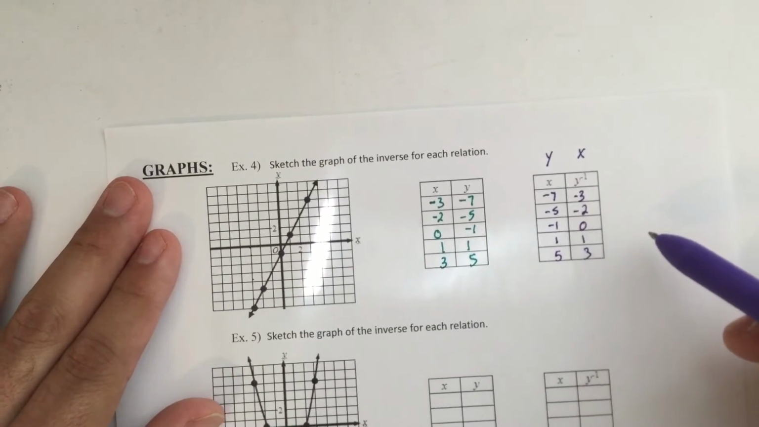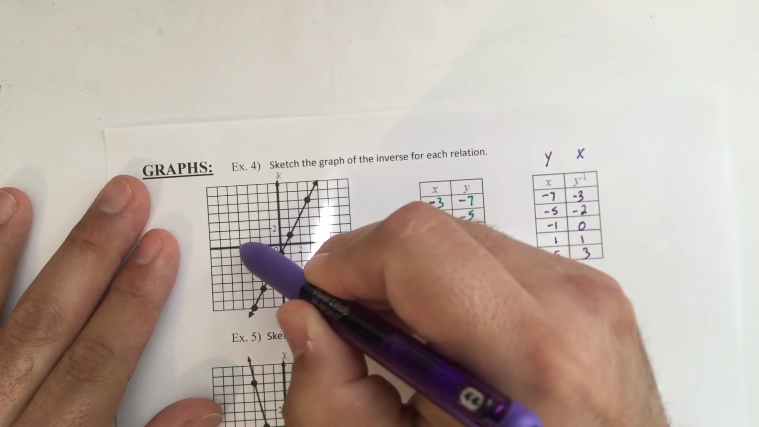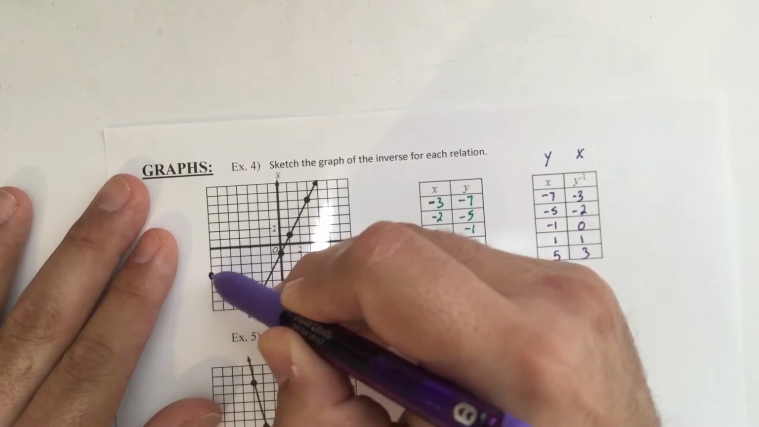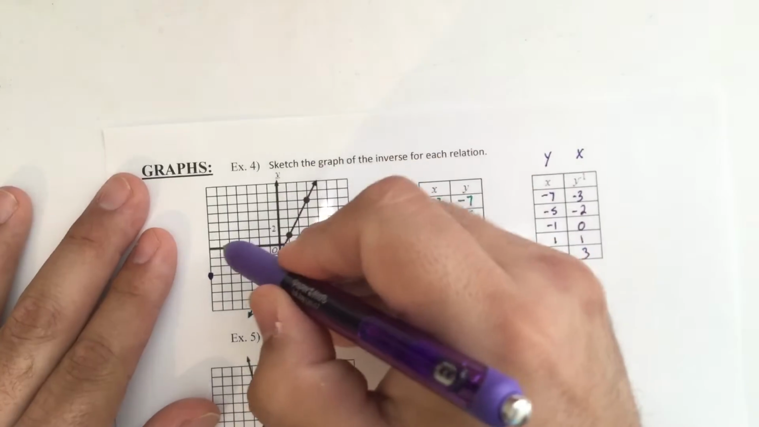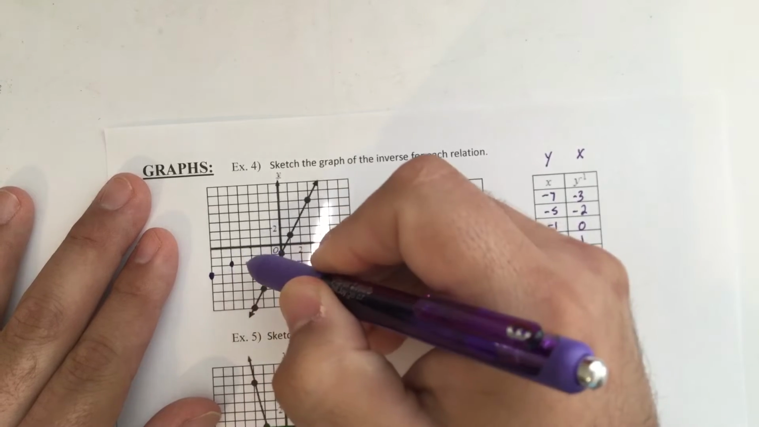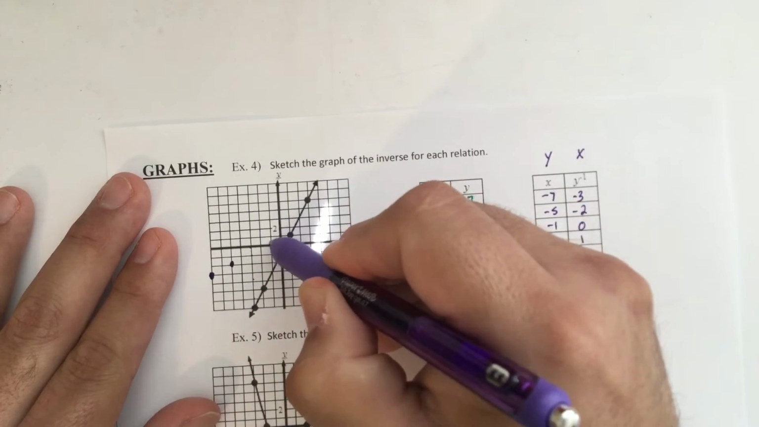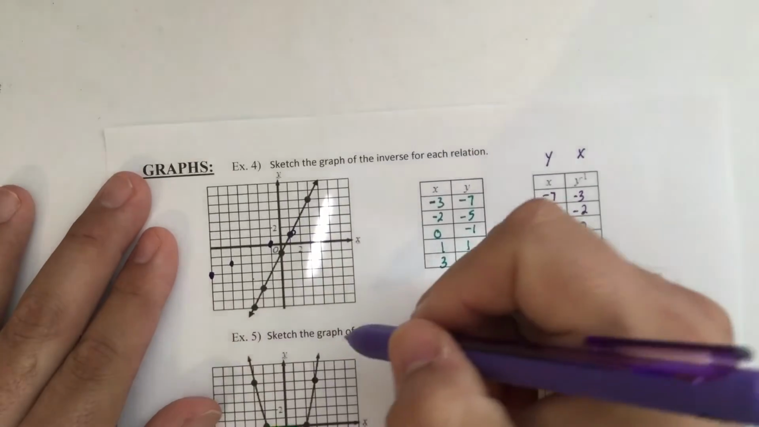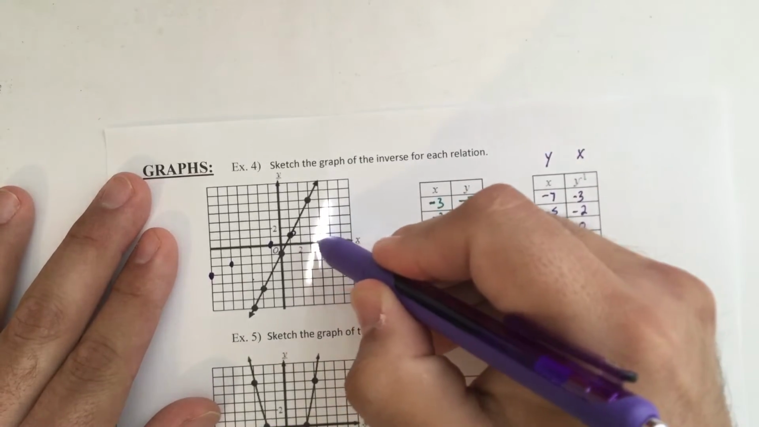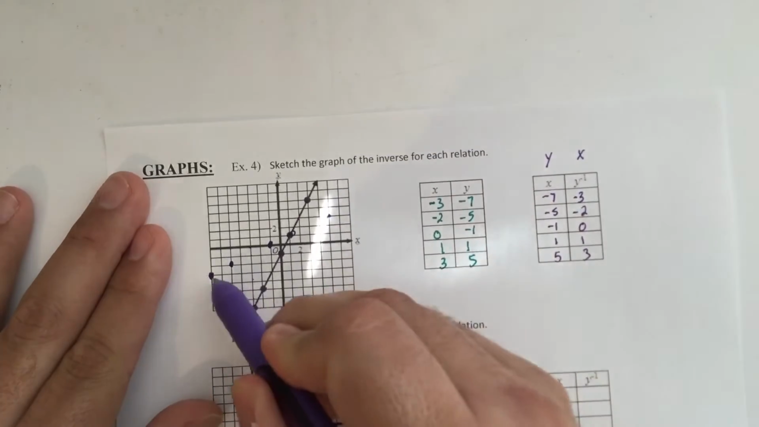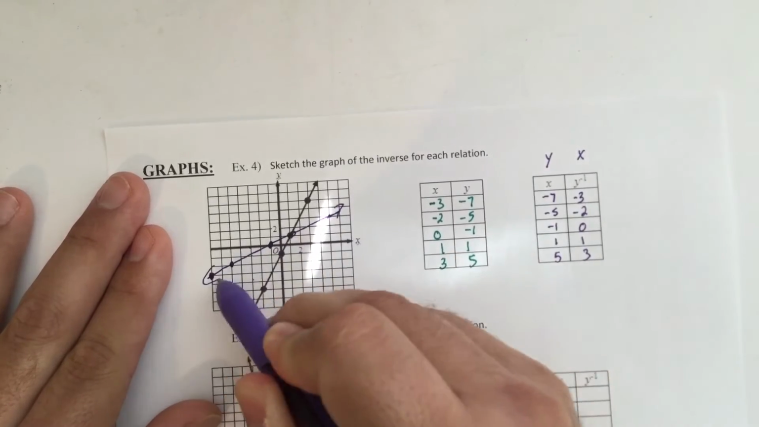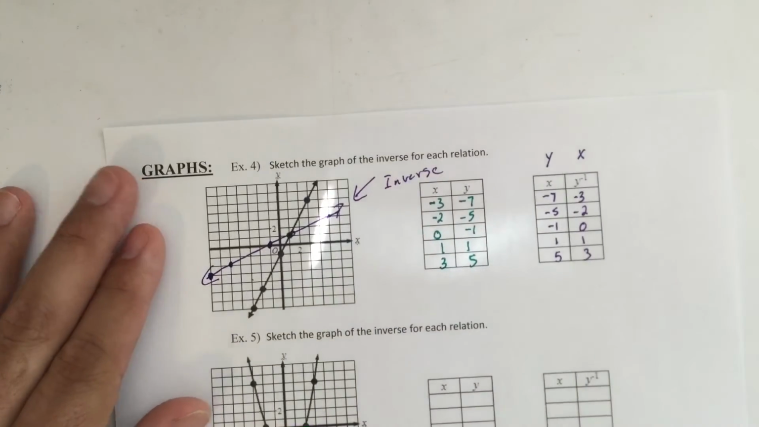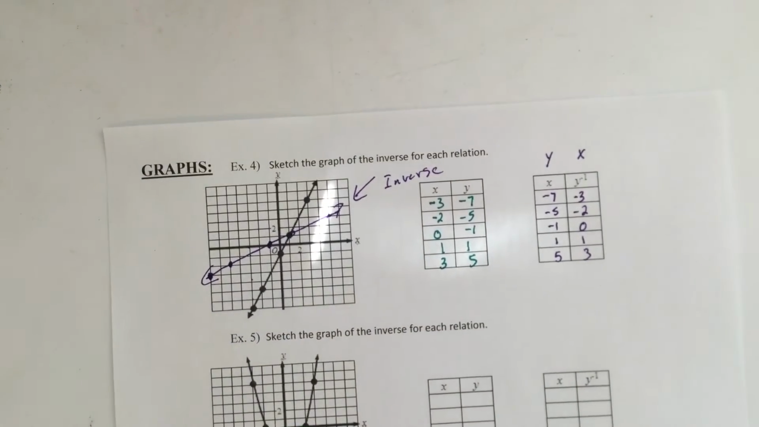So if I have -7, -3, then -5, -2. Okay, and then -1, 0. Okay, and then 1, 1. Ooh, notice they intercept. And then 5, 3. And there's the inverse. Okay, awesome.